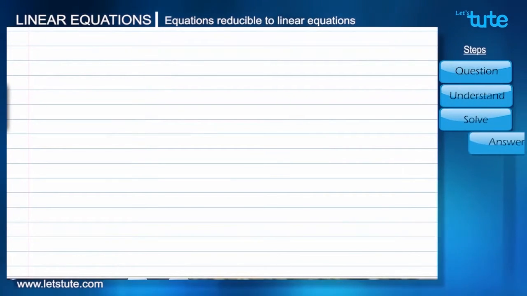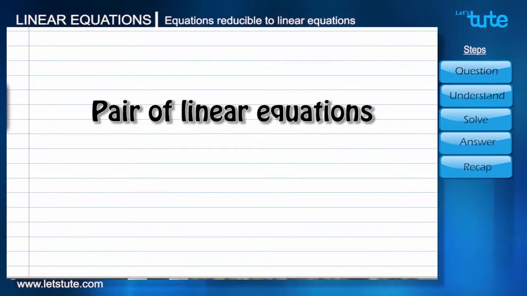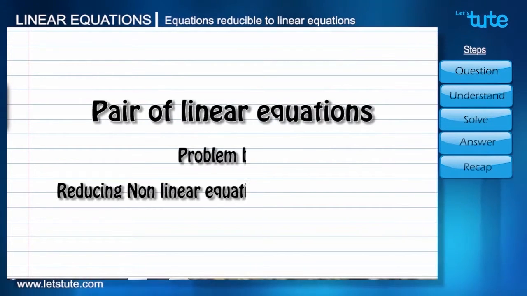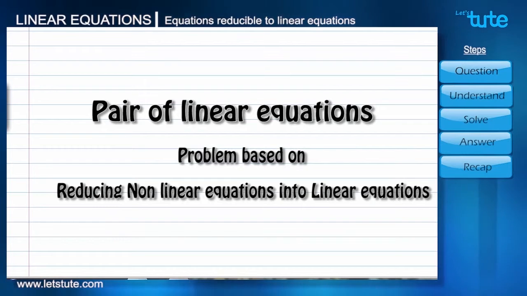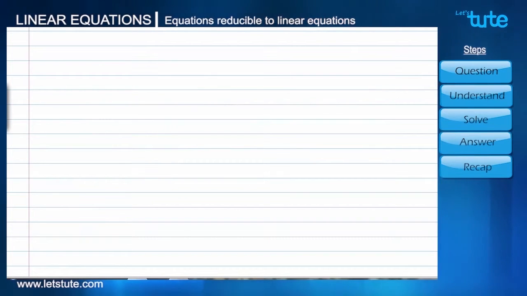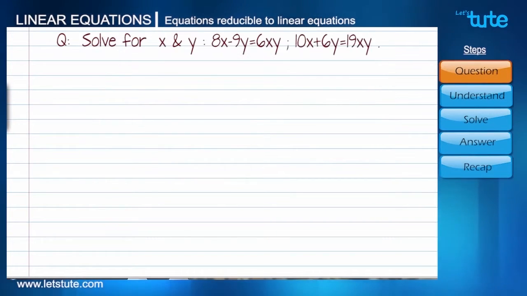Hello everyone. In this session of pair of linear equations, we'll solve a problem based on the concept where we reduce different equations to a pair of linear equations to get the values of the variables. So here is the question. It says solve for x and y, and the equations are 8x minus 9y equals 6xy and 10x plus 6y equals 19xy. Let's form proper steps for solving this problem.